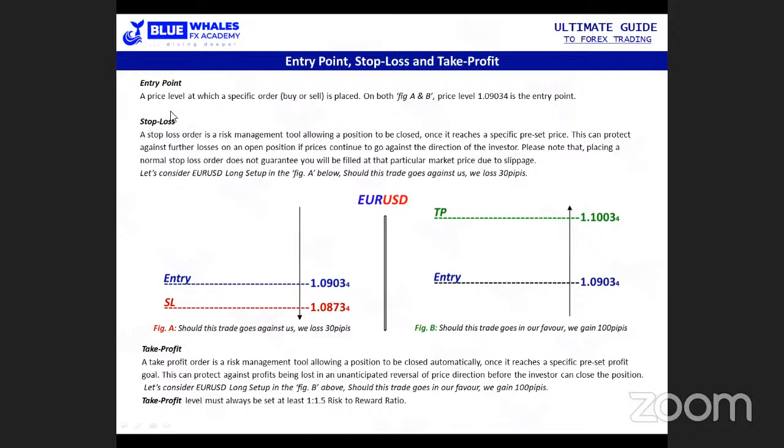So there are some rules that you have to know. Let's continue. A price at which a specific order, buy or sell, is placed. It can be a buy order, it can be a sell order. On the figures below, A and B, we see the price level or the entry point at 0.9034. That is the entry point. We can equally see it here: this area is our entry point or level.